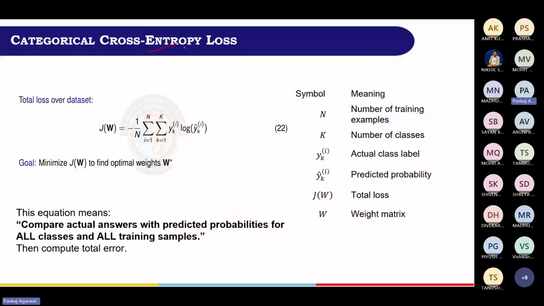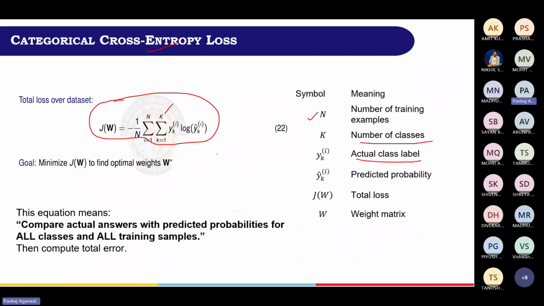Categorical cross entropy loss. This is important, right? It is the loss function that I'm using, so we need to understand it a little bit. This may look very typical, but it's not actually very typical, right? You have the number of training examples. Mathematically it might look a little confusing. And the number of classes that we have is k, right?